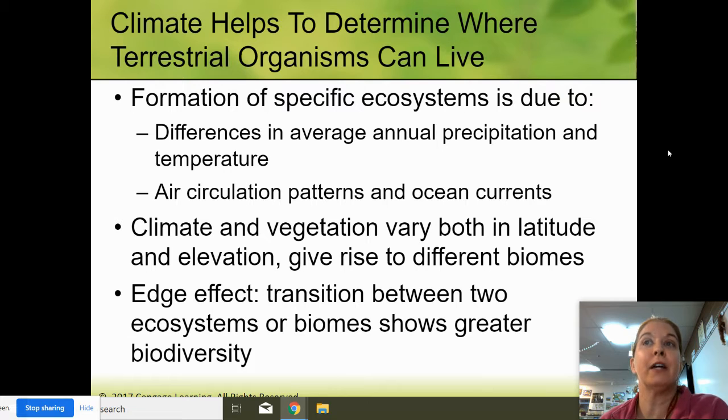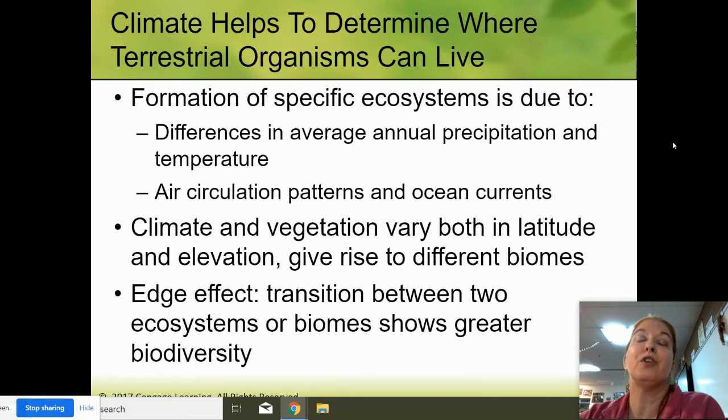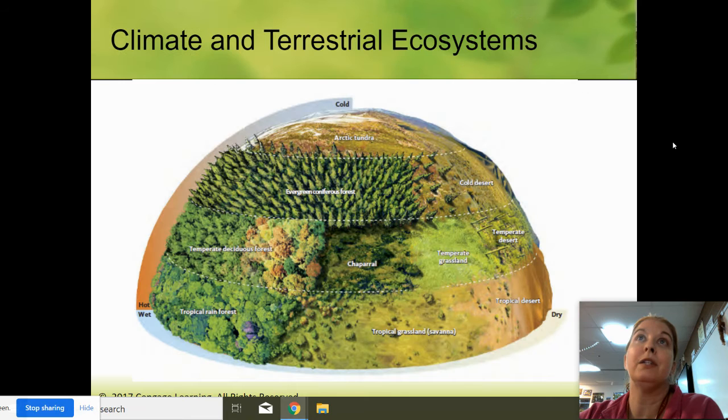The edge effect: when you are right between two different ecosystems or biomes, they're going to have greater diversity because they have a little bit of both. But mainly, your biomes are going to be different in the temperature, in the rainfall, and the plants and the animals. They're all going to be unique to different biomes.